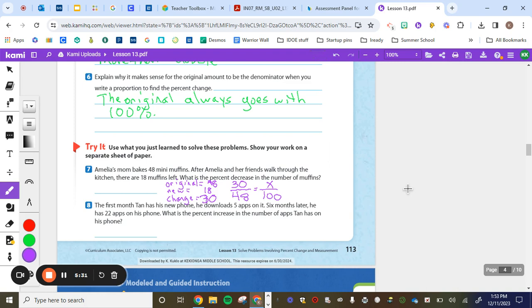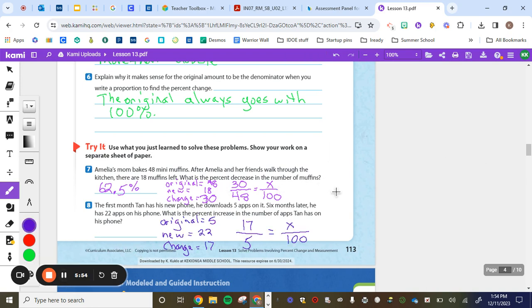So 30 was the change, 48 is the original, and then x over 100, then cross multiply 30 times 100 and divide by 48, and you will get 62.5% decrease. So they ate 62.5% of her muffins.